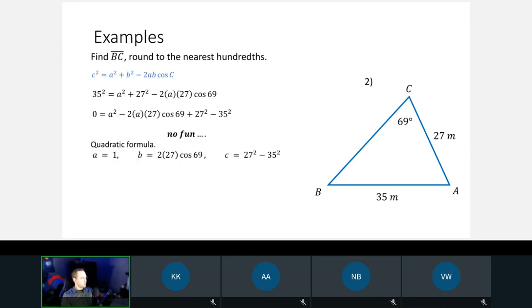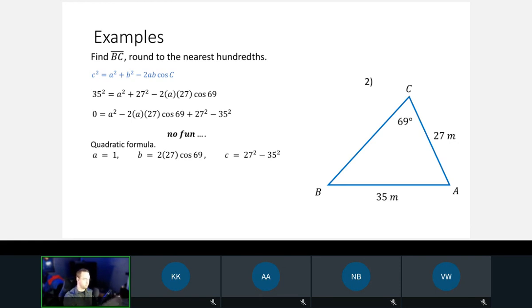Yeah, we could use the quadratic formula. So in this problem, this is like saying x squared minus 2x 27 cosine 69 plus your constant. In the quadratic formula, x equals negative b plus or minus the square root of b squared minus 4ac, all over 2a. In that formula, a would be 1, b would be that stuff I wrote down, and c would be your constants.